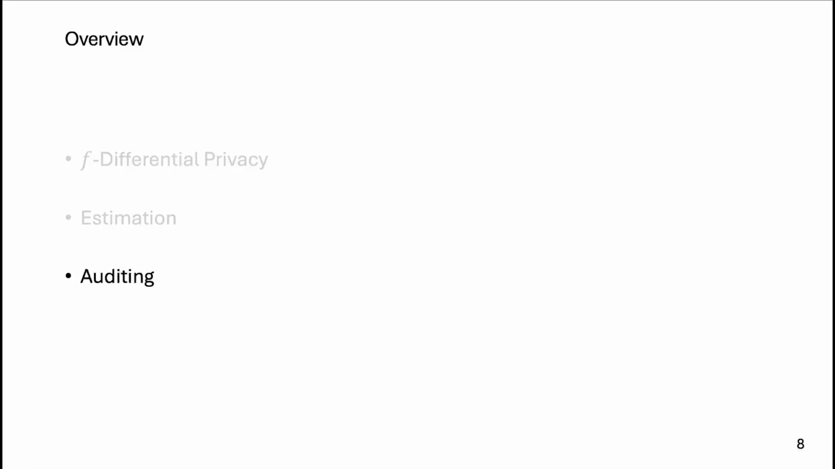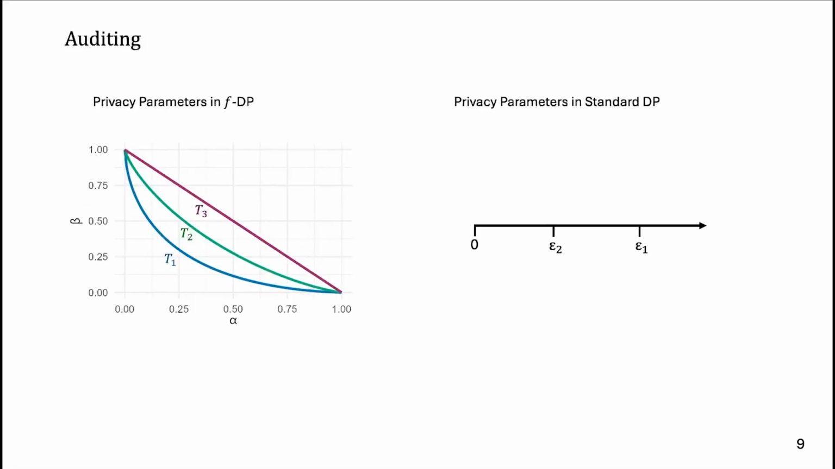Okay, we now turn to auditing privacy claims in the FDP framework. To get a better understanding of this task, we first familiarize ourselves with the privacy parameters in both the standard DP setting, pictured on the right, and the FDP setting, pictured on the left. In standard DP, smaller privacy parameters will indicate more privacy. So epsilon 2 will indicate more privacy than epsilon 1, and a privacy parameter equal to 0 will indicate the maximum amount of privacy that can be achieved in the standard DP setting.